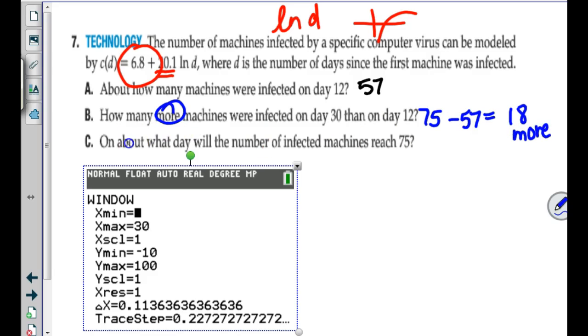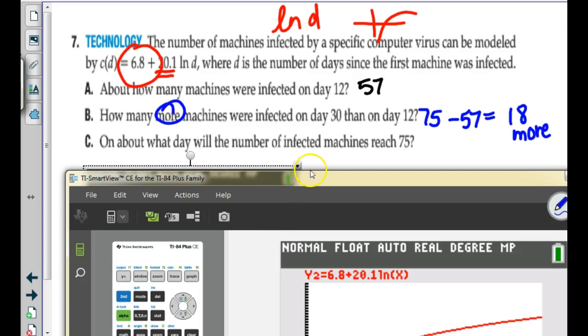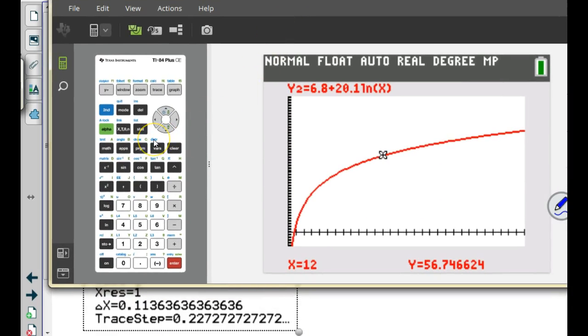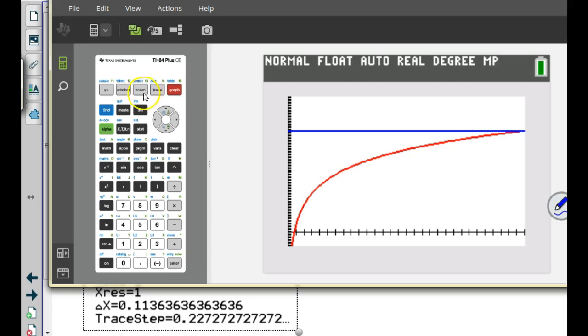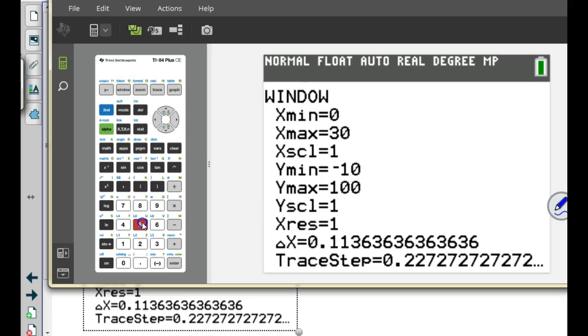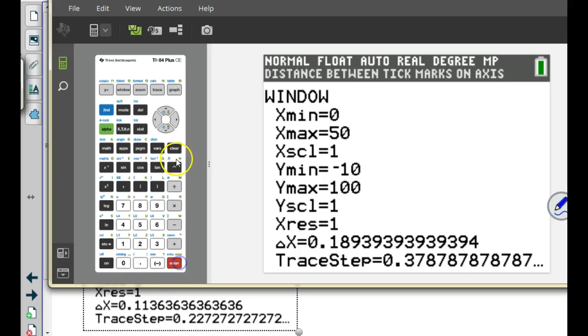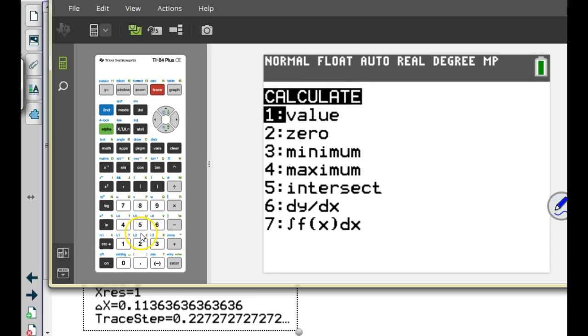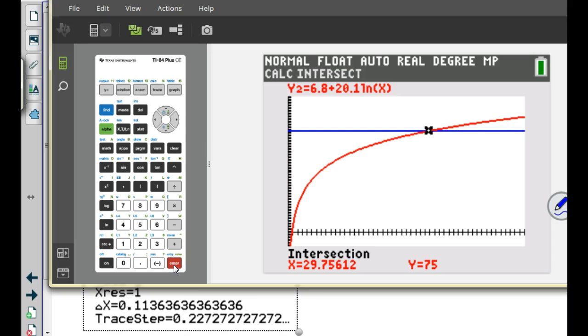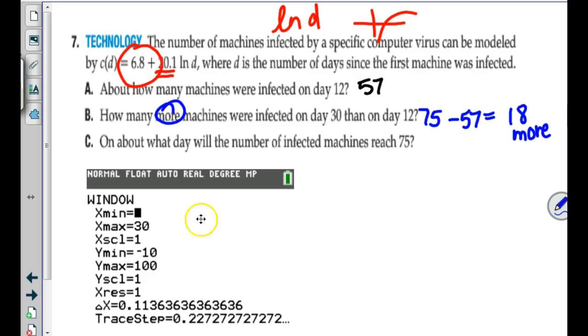And then the third question is, on about what day will the number of infected machines actually hit 75? Sounds like we already found that. But how would you find that with a graph? Well, you want it to hit 75, so if you put in a line at 75, then you could figure out where they intersected. I'm going to go out past this just in case I need to. And then you would find the point of intersection. And it is right at day 30. So it's weird that they asked that question for B.